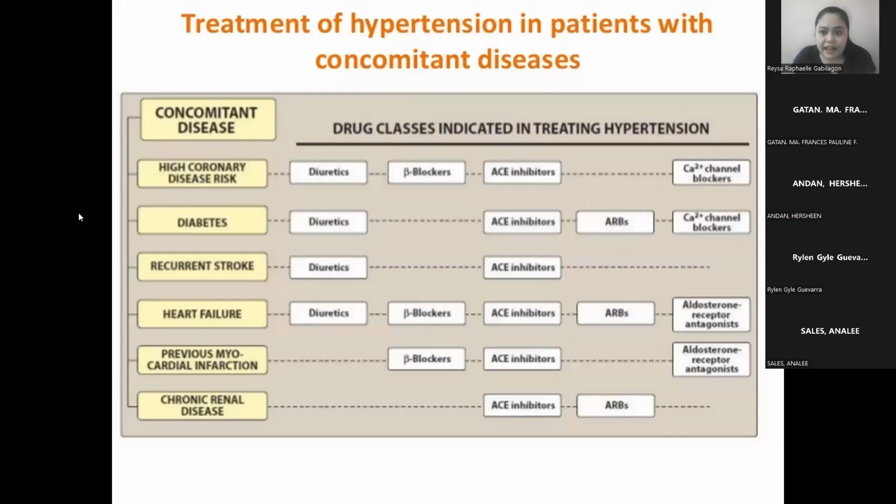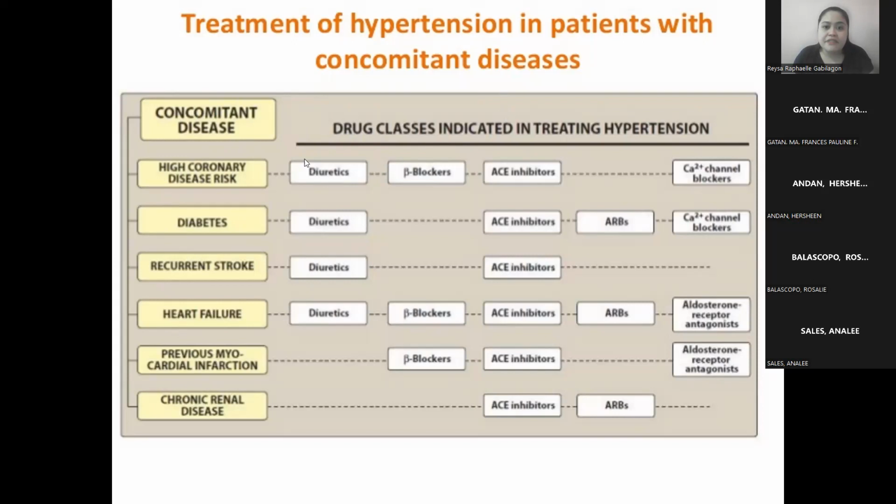So, ito yung ating algorithm for patients na merong hypertension and at the same time, may mga concomitant diseases. Meaning, aside from hypertension, they also have these conditions. So, number one, if the patient has hypertension and merong high risk of having coronary disease. Coronary disease means may high risk sila of having problems with their blood vessels in the heart. Okay, in the heart ha. So what are the drugs that can be given to this type of patients?